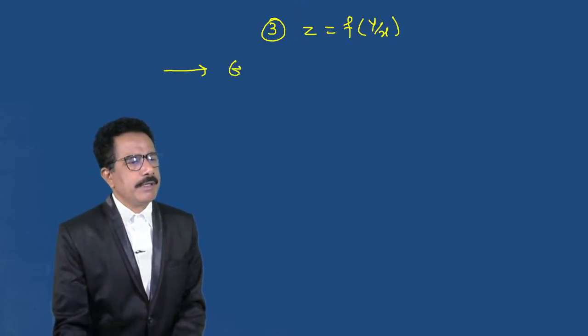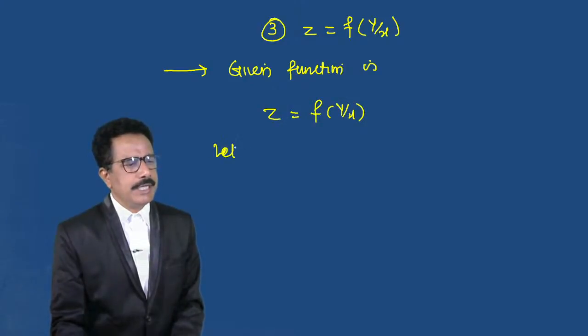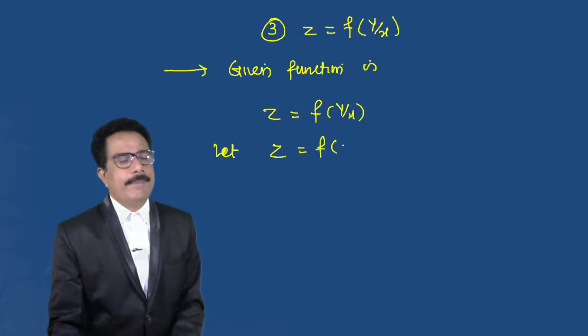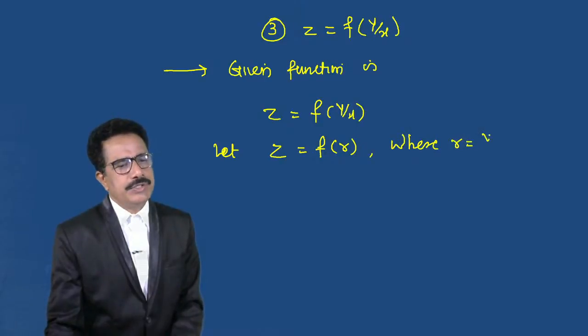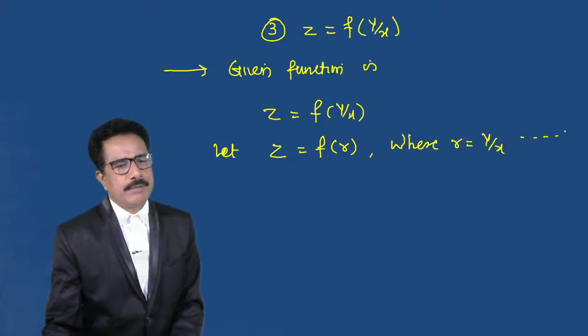So the given function is z is equal to f of y by x. We consider this as, let z is equal to f of r, where r is equal to y by x. Now suppose this is equation number 1.